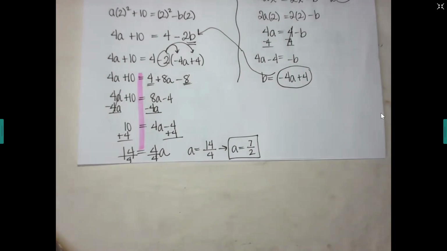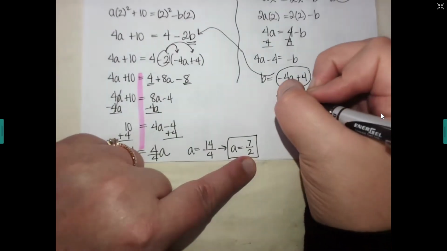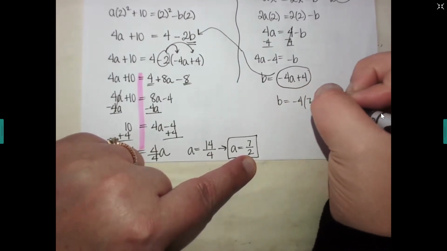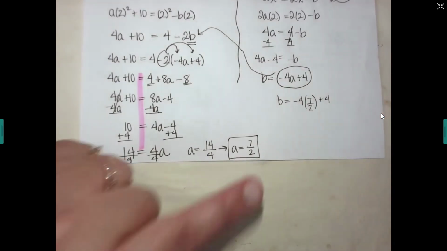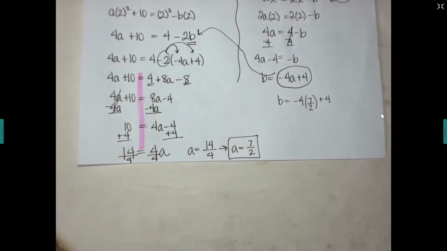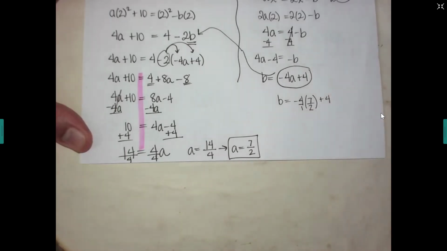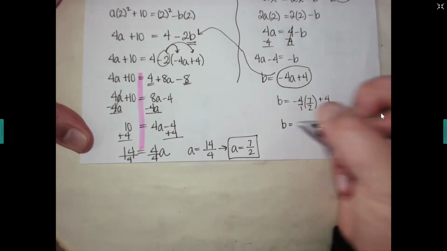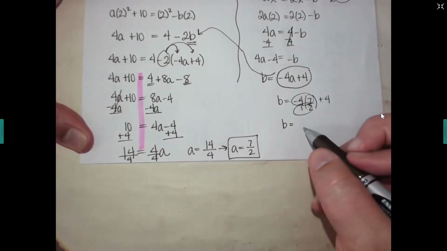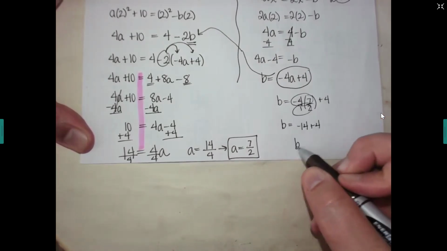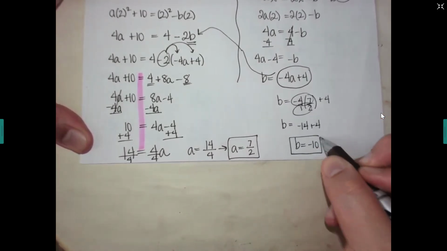Now that I know what a is, I can go back and find b by just subbing that number into this spot. So my b answer is -4 times a, which is 7 over 2, plus 4. Okay, remember, if 4 is a whole number, what number goes on bottom for me to times those fractions? A 1. So 4 times 7 on top is 28, divided by 1 times 2 is 2. What's 28 divided by 2? 14. So -14 plus 4 means my b is minus 10. Okay?